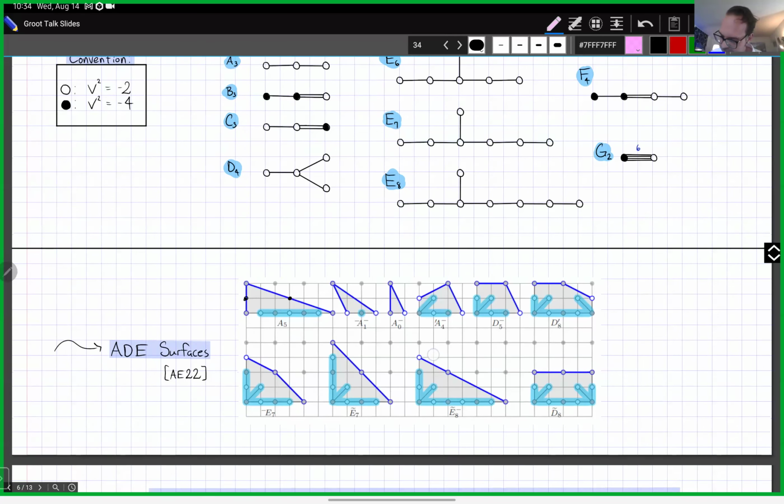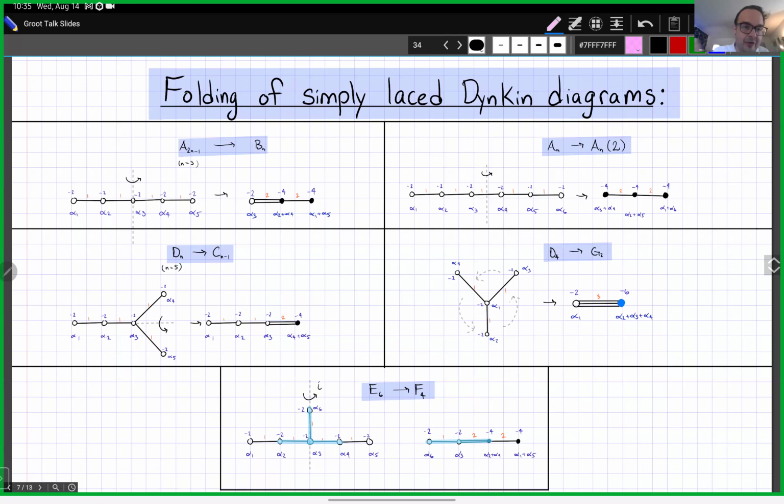So the way the classical theory goes for folding is that you have these simply laced Dynkin diagrams, which are the ones that have only one edge in them. And you can get all of the Dynkin diagrams from the simply laced ones by quotienting by some automorphism of the diagram. So for example, I have a type A diagram here, which is just a string of nodes all connected by one edge. And there's a symmetry through the diagram straight through the center.